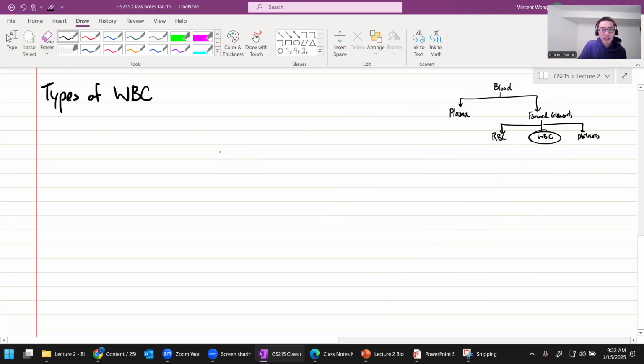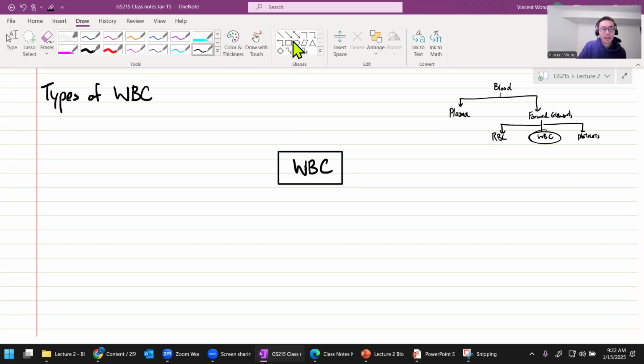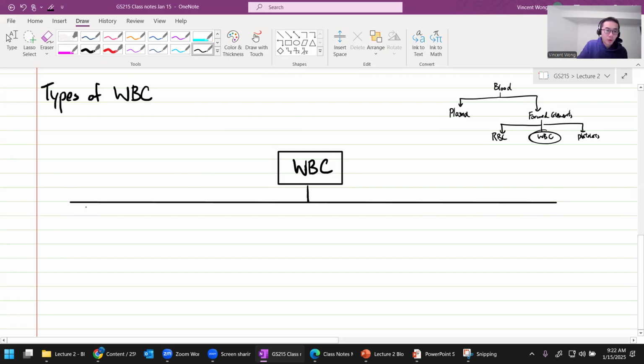So here we go. WBC, white blood cell, and there are two categories of white cells. We can actually classify these cells using various categories. This is just one way of classifying them. For example, if I give you a bunch of fruits and ask you to categorize them, there are different ways to do it. You can classify them based on size.